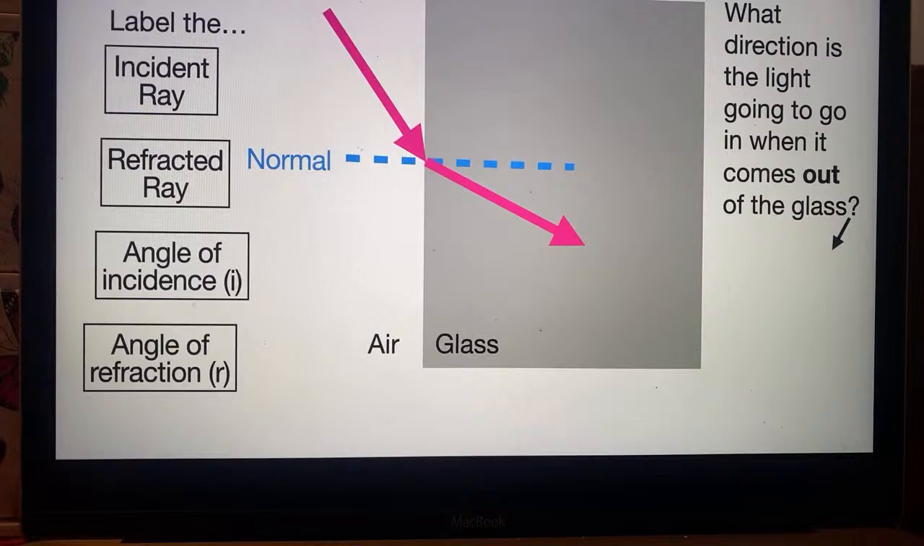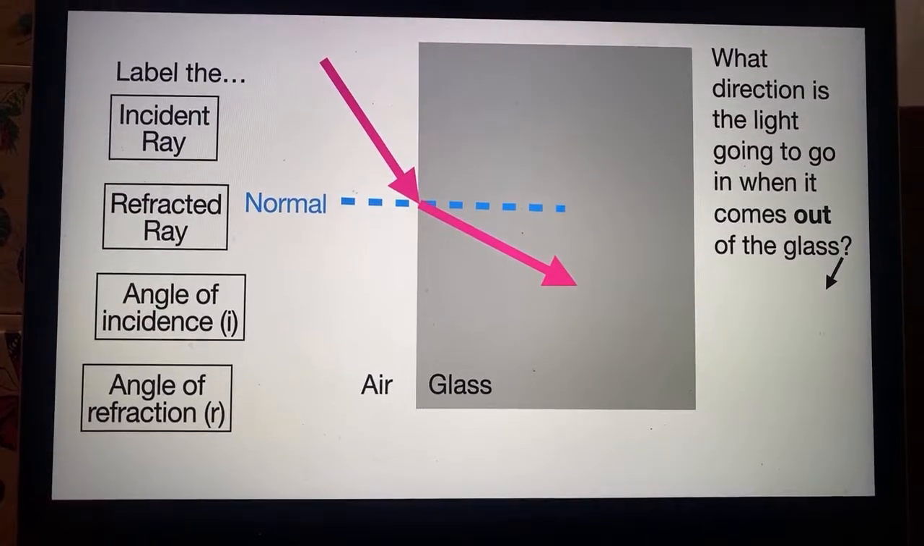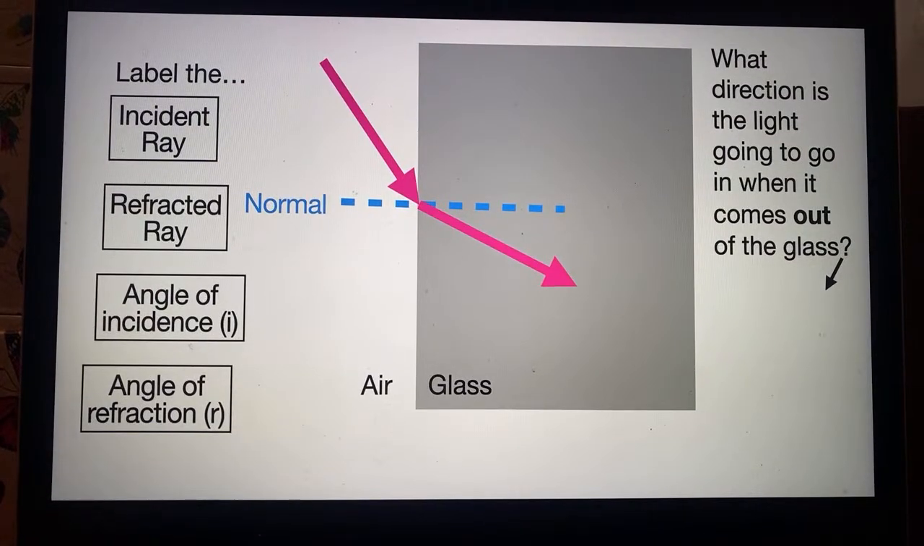You've got to be so careful with your angles, haven't you? Remember, what is the normal there for? What's the point of the normal? Why would we even draw a normal on? I'm going to give you a second or two, because I think it'd be useful for you to start thinking about the last question, what direction the light is going to go in when it comes out of the glass. See if you think about angles.